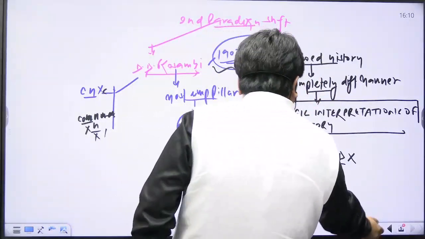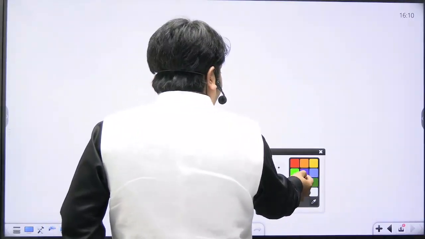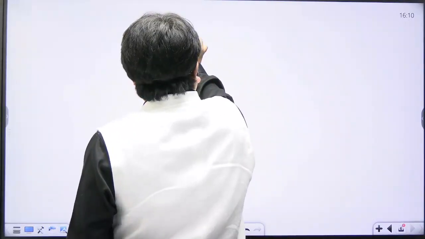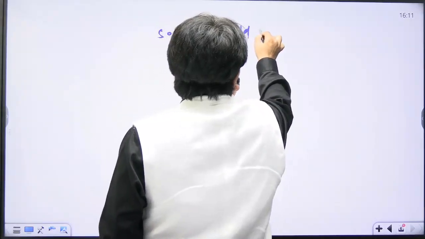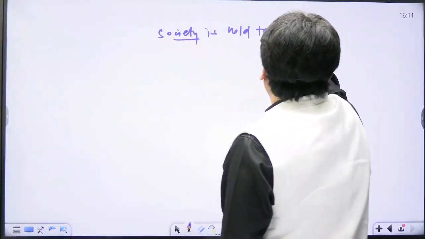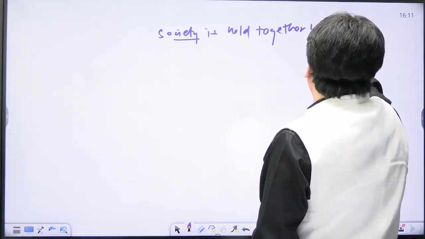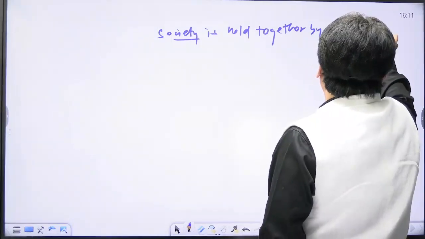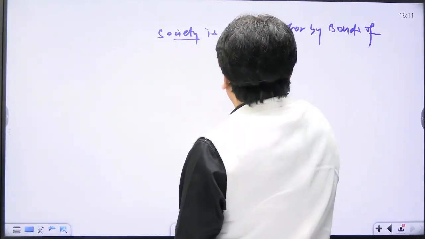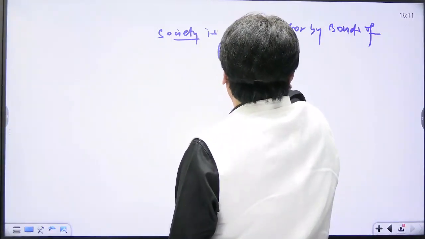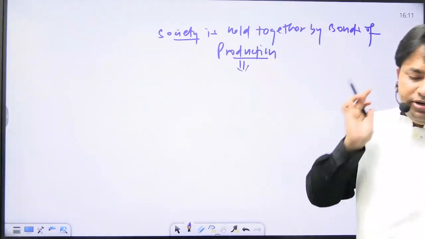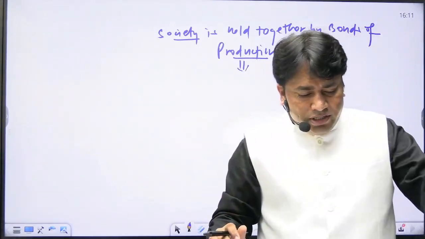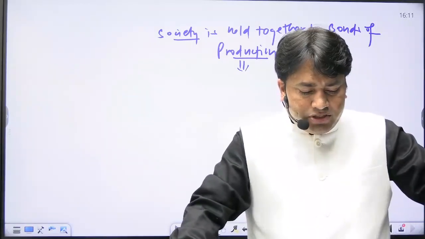This is the approach of D.D. Kaushambi. So according to D.D. Kaushambi, when we talk about society, this society is held together by bonds of production. This is the point, that the society is held together by bonds of production.